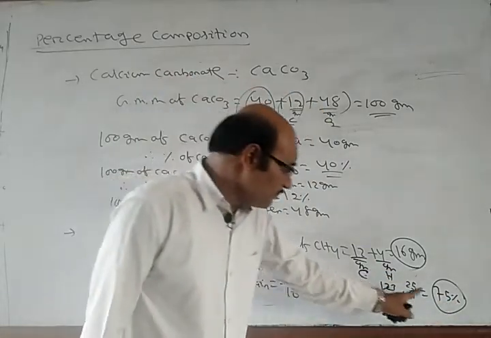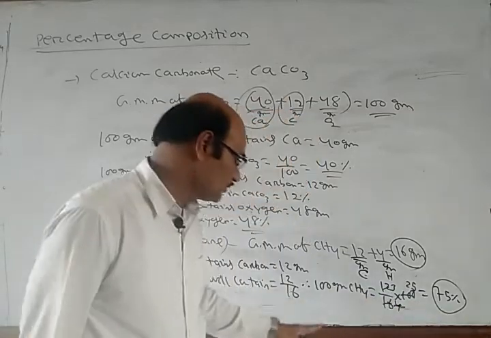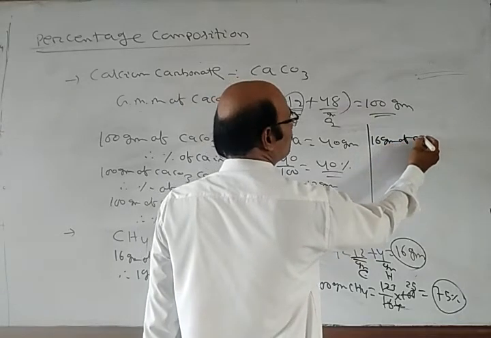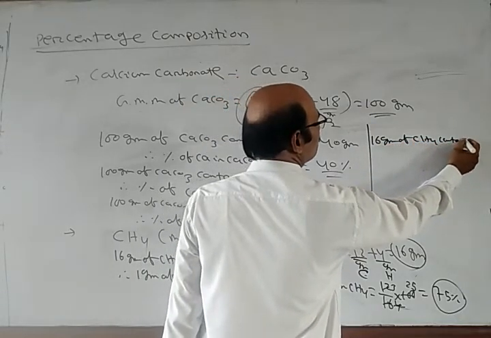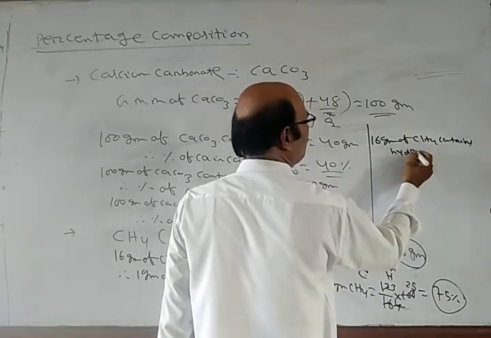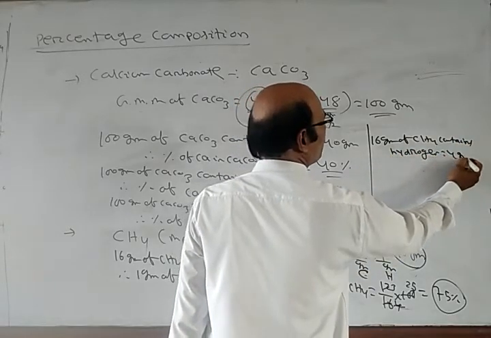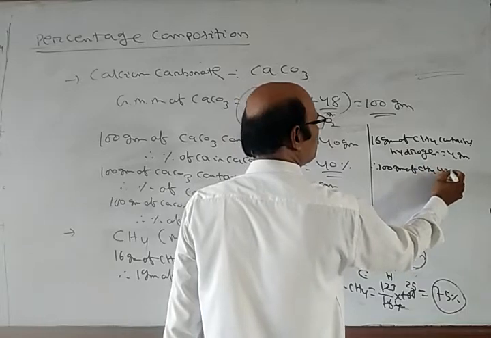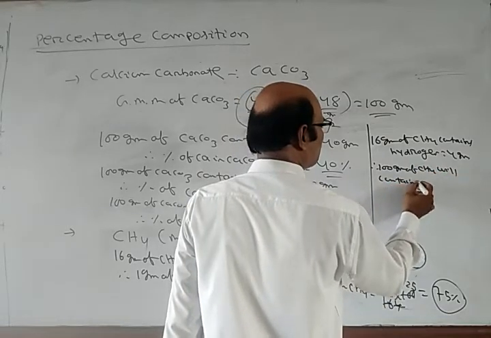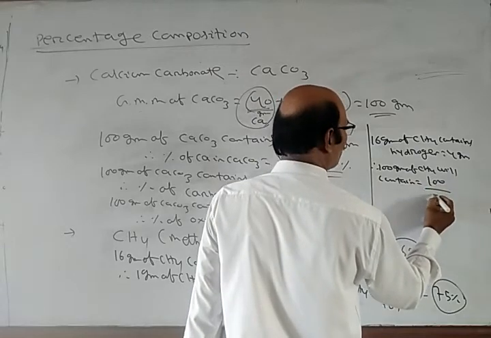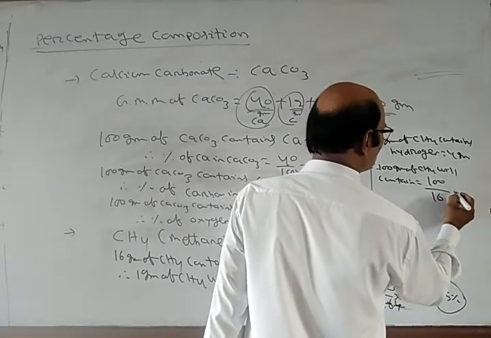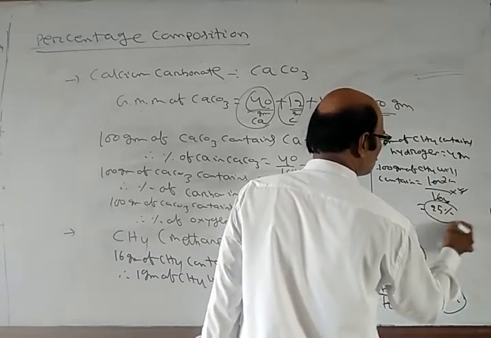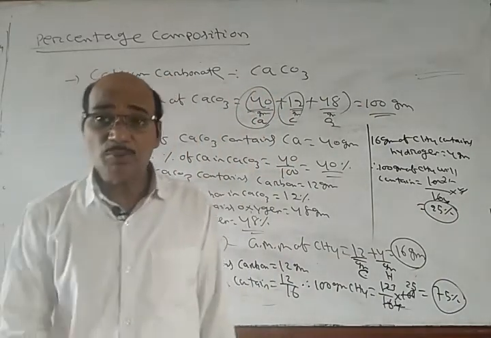Okay. So if 75% of carbon is there, then what is the hydrogen? Now hydrogen is 4. 16 gram of methane contains hydrogen, how much? Equal to 4 gram. Therefore, 100 gram of methane will contain how much hydrogen? 100 by 16 into 4, 4 ones are 4, 4 fours are 16, 4 twenty-fives are 100, so 25%. So 25 is the percentage composition of hydrogen in methane.